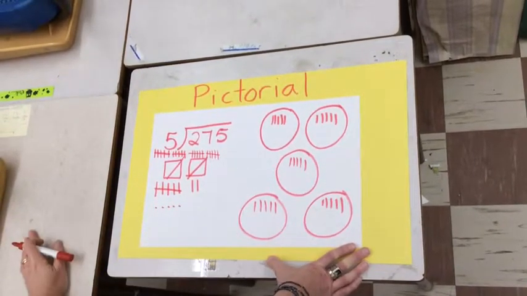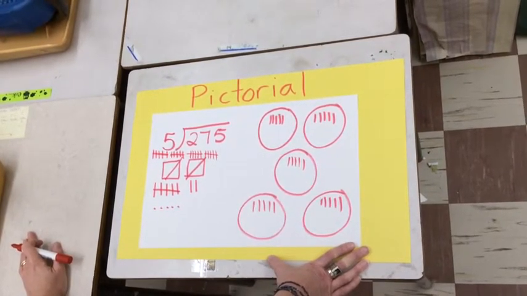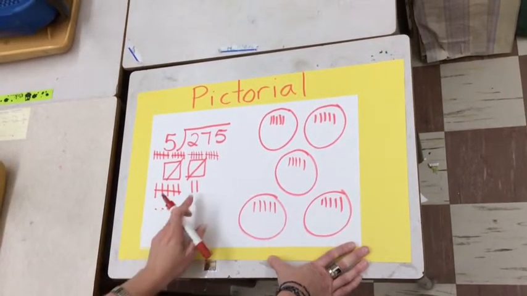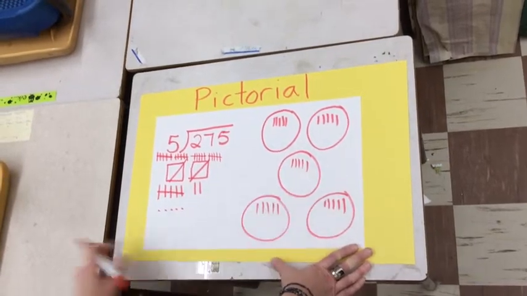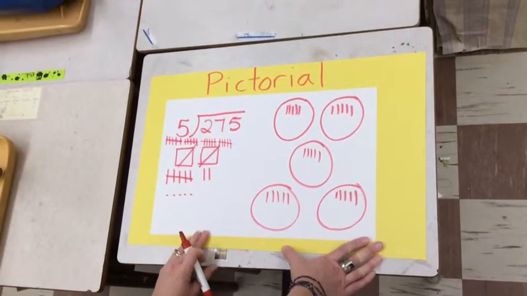Now I have my 2 tens left. What do I have to do with those? That's right, I have to break those up into ones, right? I can't use them like they are. There's only 2 of them. I can't divide those evenly up into 5 groups. So I'm going to break my tens up into ones.